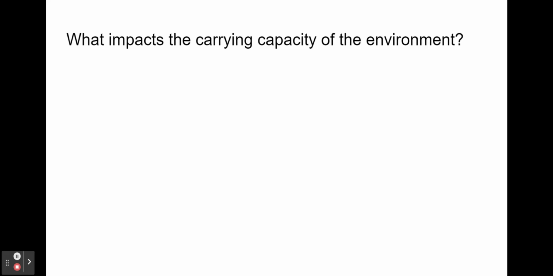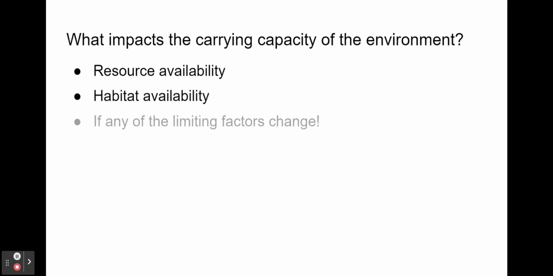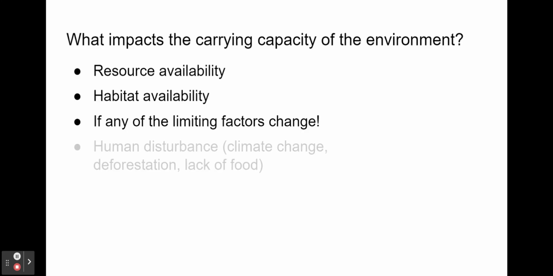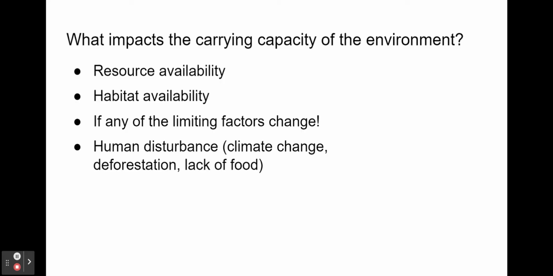Final section. What impacts the carrying capacity of the environment? Well, a bunch of things do. Resource availability, habitat availability, if any of the limiting factors change. Was predators a primary limiting factor and then all the predators were wiped out by a disease? Well, now your carrying capacity is a lot higher because you can support more individuals now that there's fewer predators. And humans, we can change carrying capacity. Human disturbances like climate change or deforestation or lack of food, all of these things can impact the carrying capacity of an environment. Here's some examples.